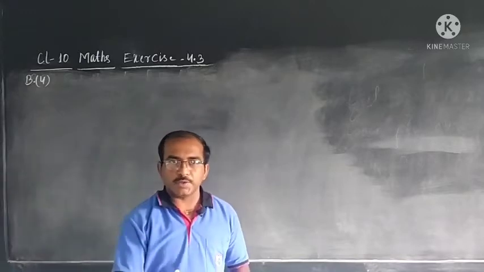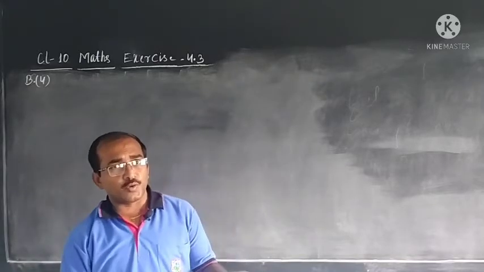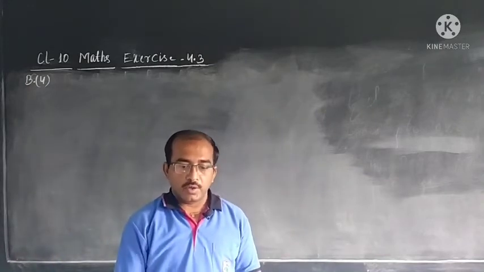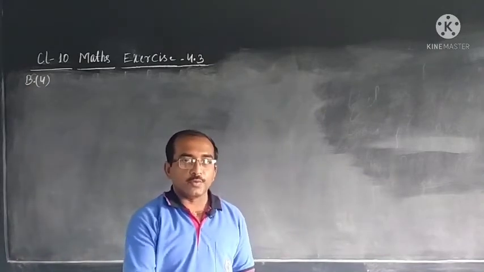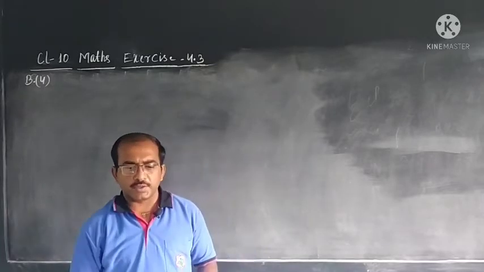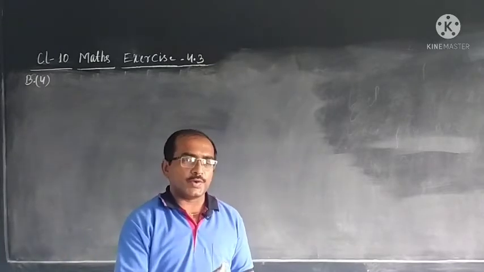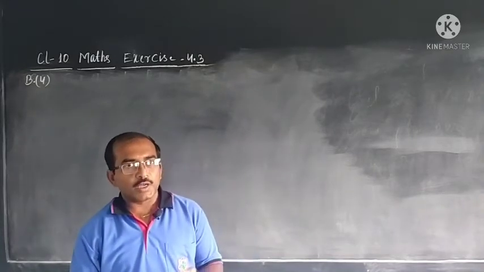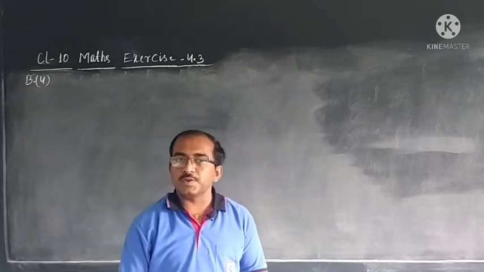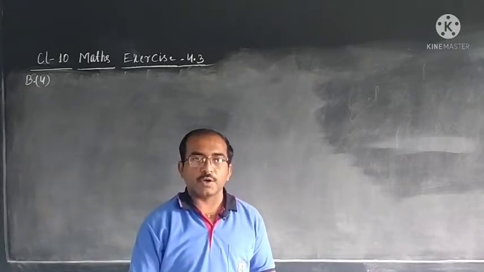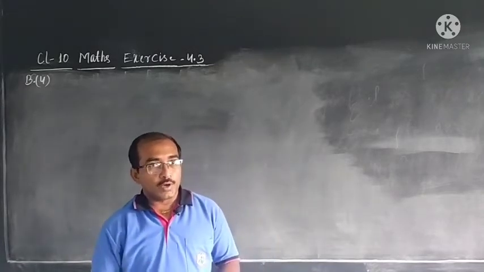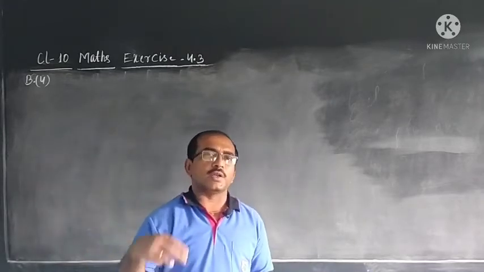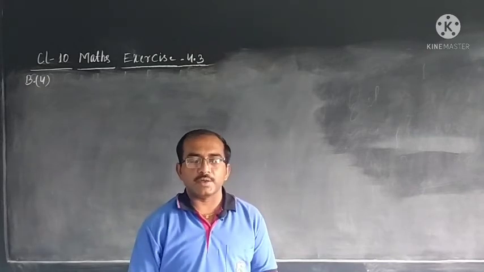We are in the chapter Quadratic Equations, exercise 4.3. In the previous video we worked on the quadratic formula method and the completing the square method, and also solved some equations to find the roots. All that work is done. Now we are going to start question number 4, and we have a word problem here. Word problems we need to read, understand, convert into a quadratic equation, and find what we are asked to find.